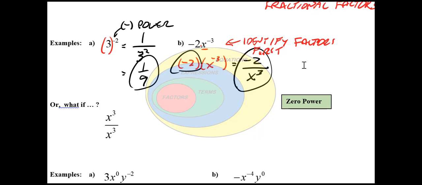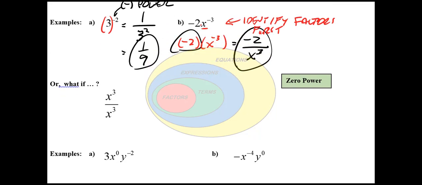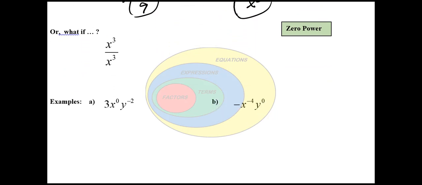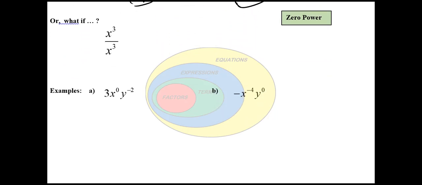Okay, so now we have an idea of what negative exponents do. So let's take it further. What if we have something like x cubed over x cubed? Well, again, by canceling, this is just a fractional factor of 1. So we know by canceling that the answer to this has to be equal to 1. It's just a fractional factor of 1.